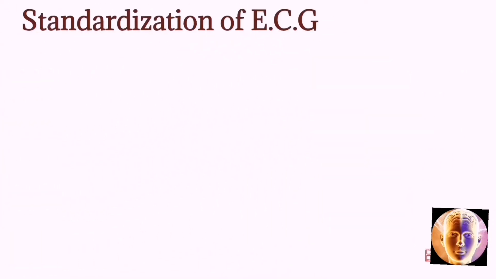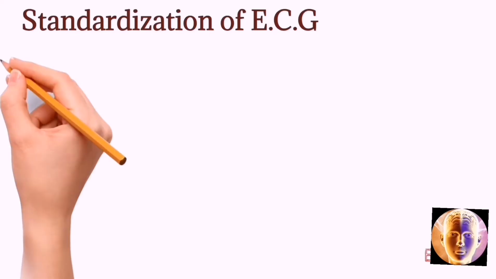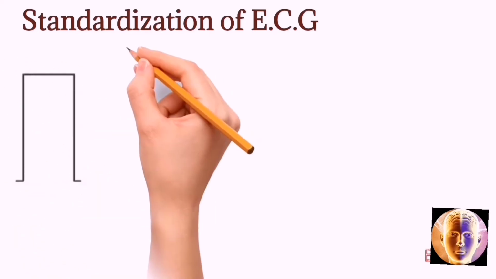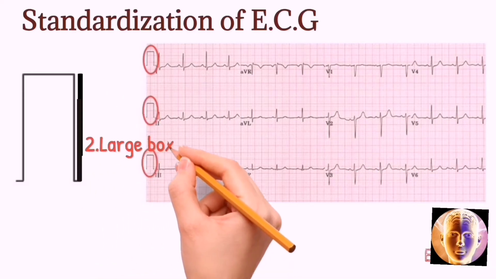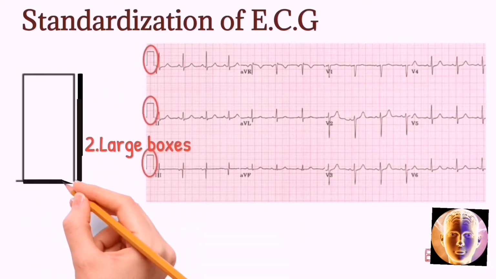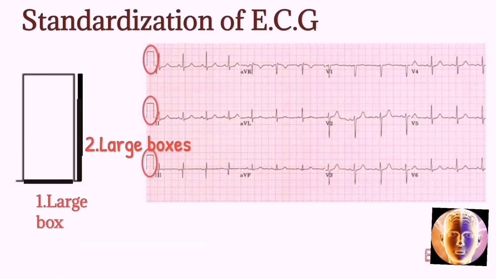Standardization of ECG. When you take any ECG paper in your hand, the first thing is to check its standardization. It is denoted by a bar-shaped symbol usually present in the left corner of the ECG paper. The amplitude of this symbol is two large boxes on the y-axis and the duration is one large box on the x-axis.